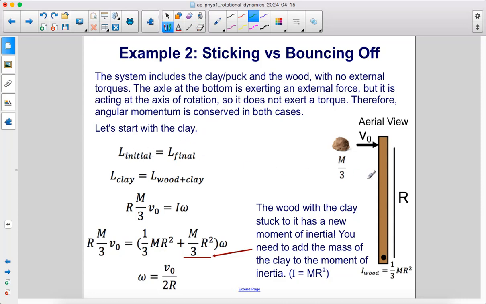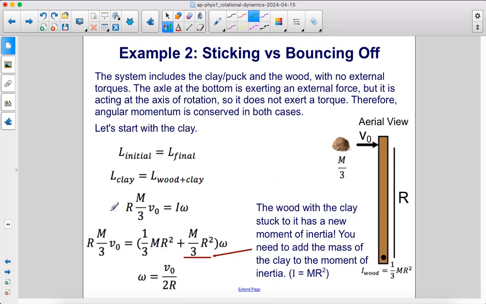So we know angular momentum is conserved, therefore L initial equals L final. Initially, the only thing moving is the clay. So initially, we only have the angular momentum of the clay. Then it sticks to the wood, and then they rotate together. Therefore, at the end, together, they are now one object with angular momentum.